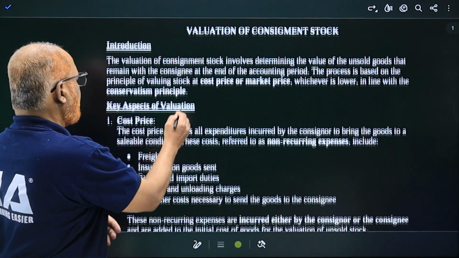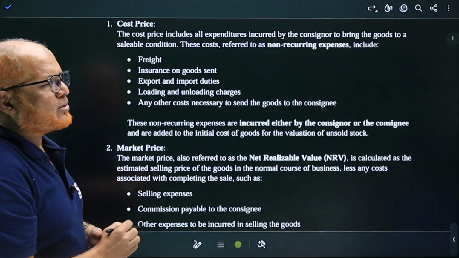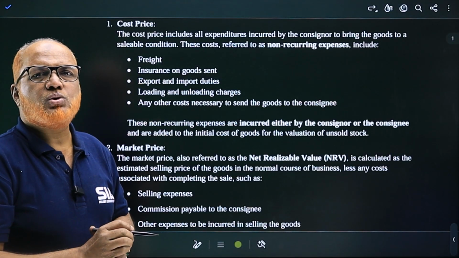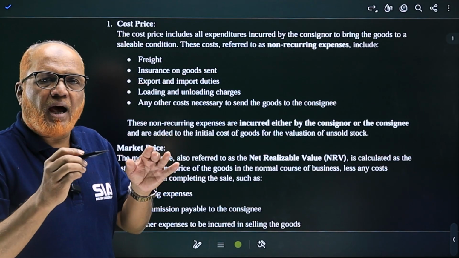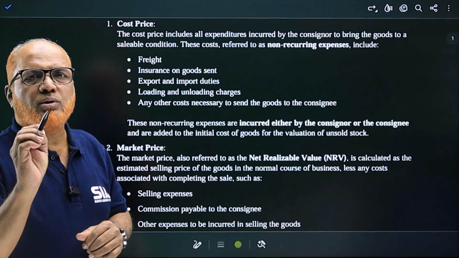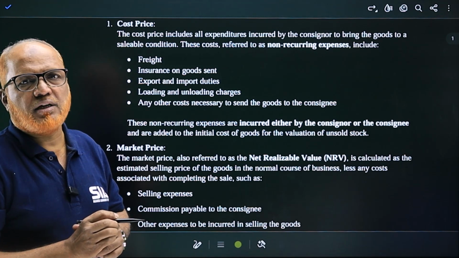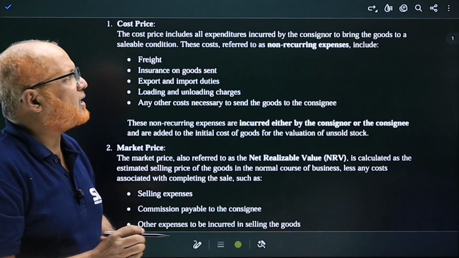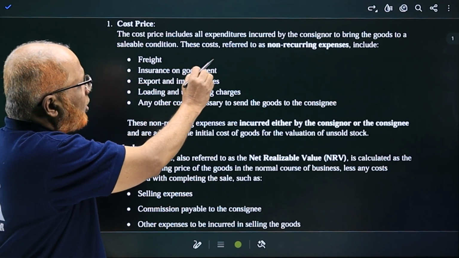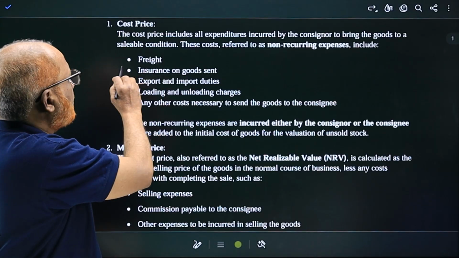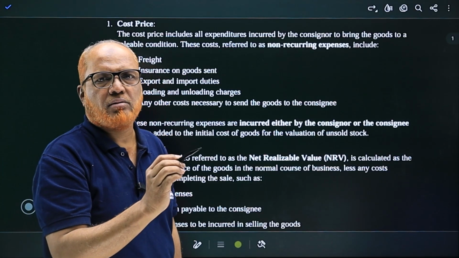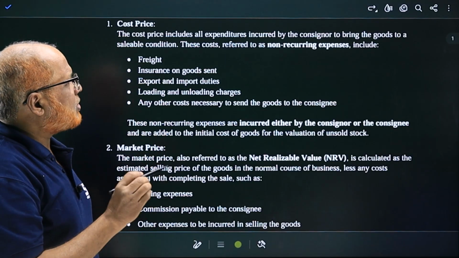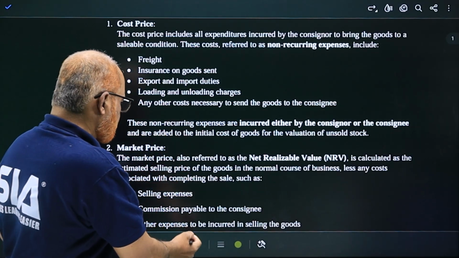Now, the key aspects of valuation. First of all, the cost price. The cost price of the goods unsold will include the actual cost price and also the direct expenses incurred in taking the goods to the point of the consignee. The cost price includes all expenditure incurred by the consignor to bring the goods to a saleable condition at the place of the consignee. These costs are referred to as non-recurring expenses.